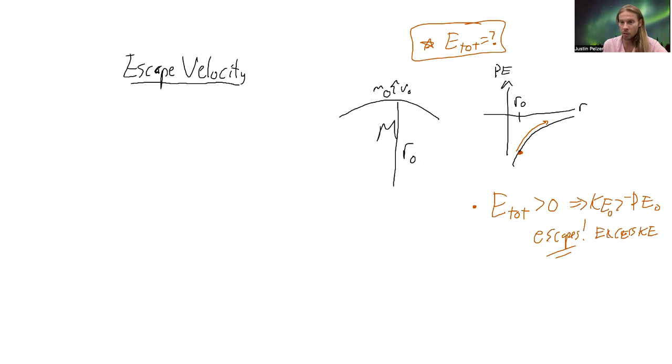Because remember, the potential energy is the work gravity would do, taking energy away as it comes out of the well. Obviously, if you start up here and you drop something, it's never going to escape. It's always going to fall back. If you drop something, it always is going to have negative energy, right? I'll put that here. E total is less than zero, means that KE initial is less than negative potential energy, right?